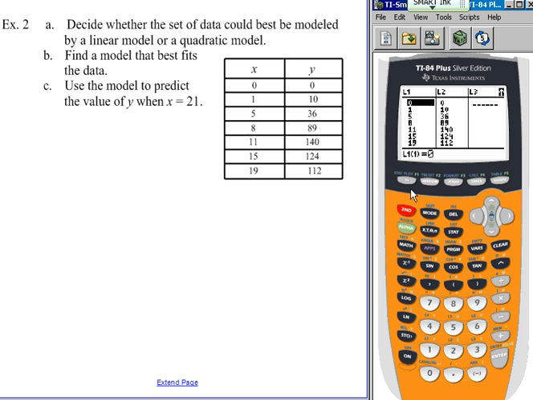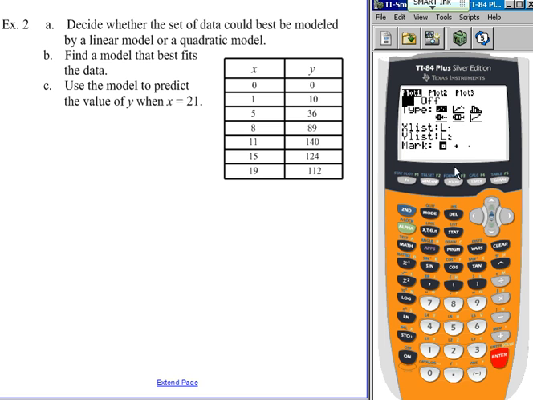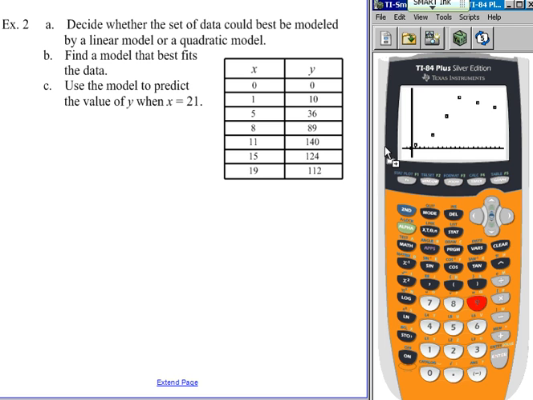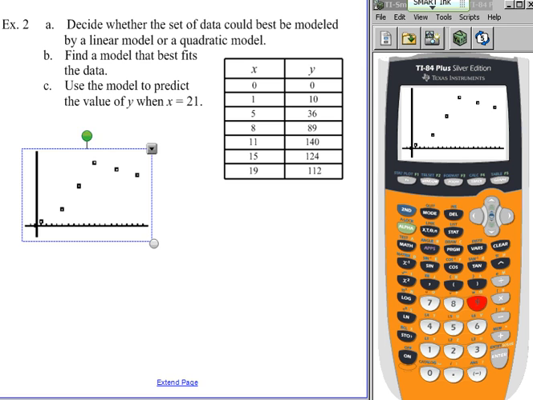So I'm going to press second stat plot again. I've already got this turned on. So now if I just zoom in on my statistics, I can see my data. Now, it's not a perfect parabola, but I think a parabola would fit this much better than a line would. So you can see a parabola shape maybe looking something like this. So I think this is a quadratic model. So that means we want the equation of the best fitting parabola through this data.